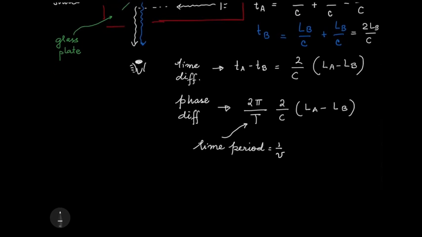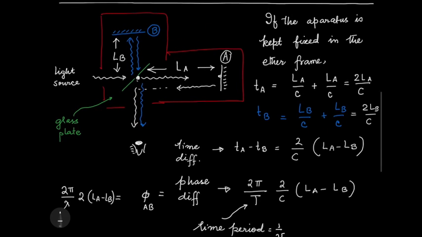And if you wish, I can write the phase difference, let's call this phi_AB, in a slightly different way. You can quickly see that T times C is nothing but lambda. So I can also write it in terms of lambda. So this will be 2 pi by lambda times 2 times (L_A minus L_B). Okay, that's all right.